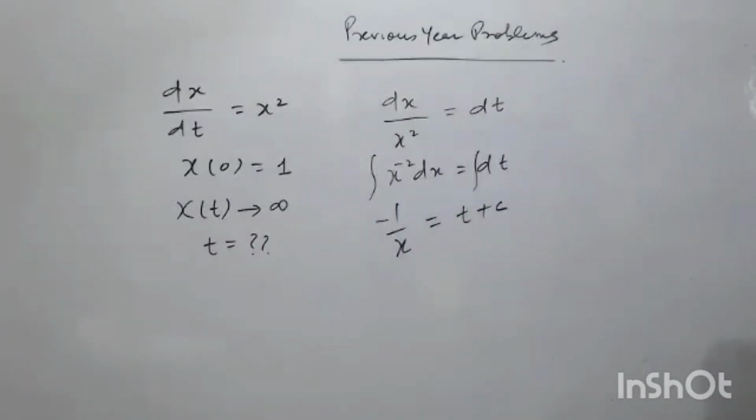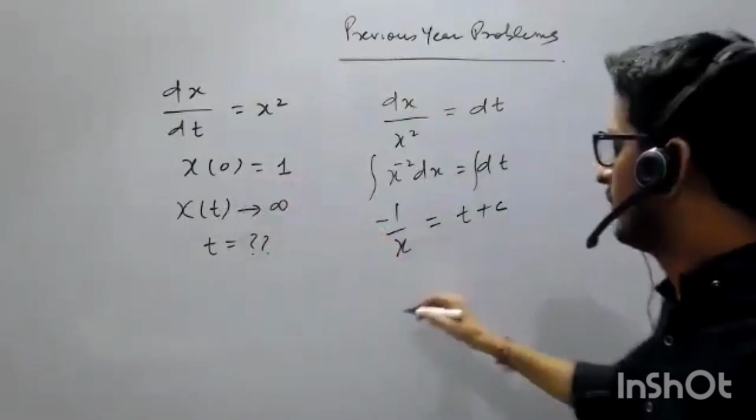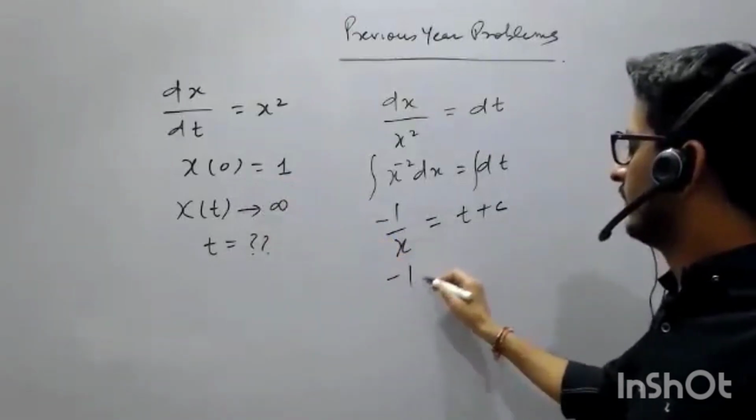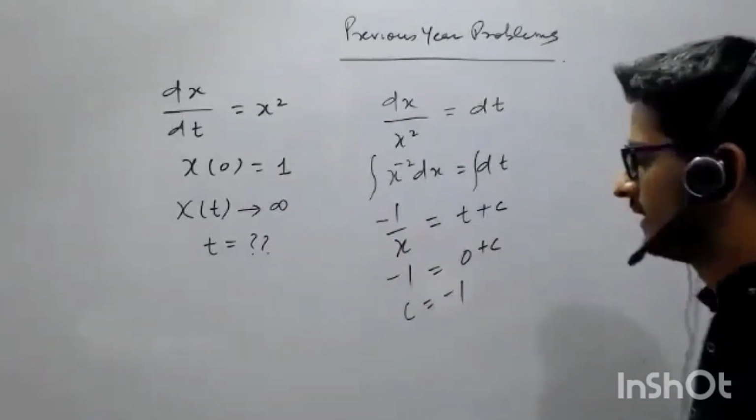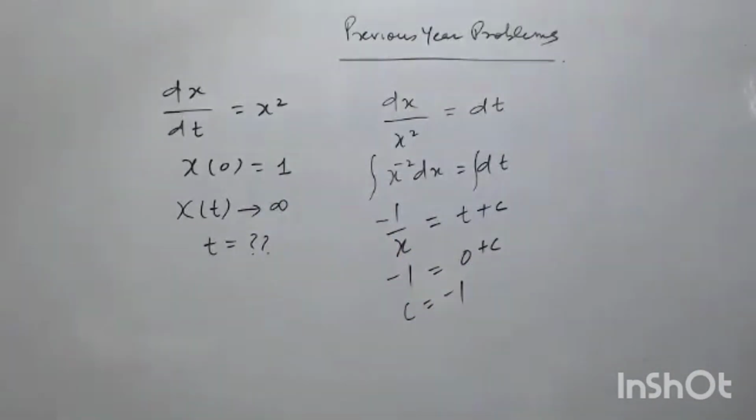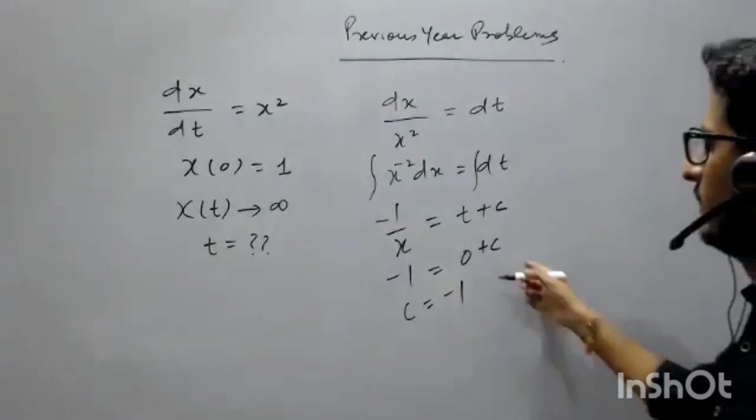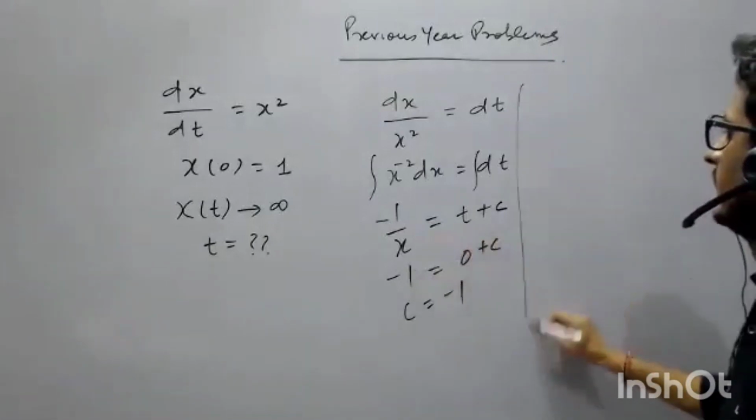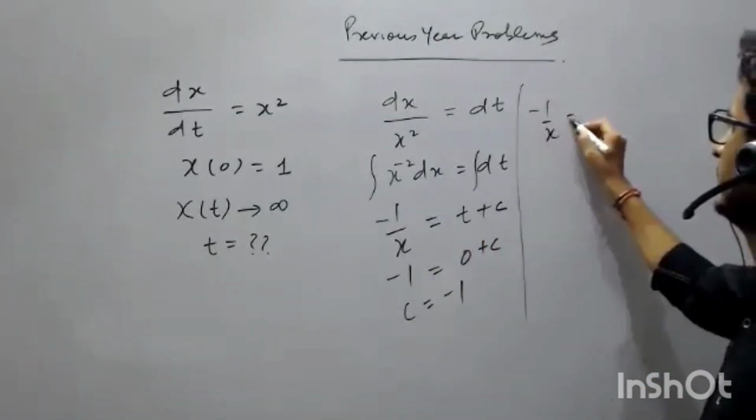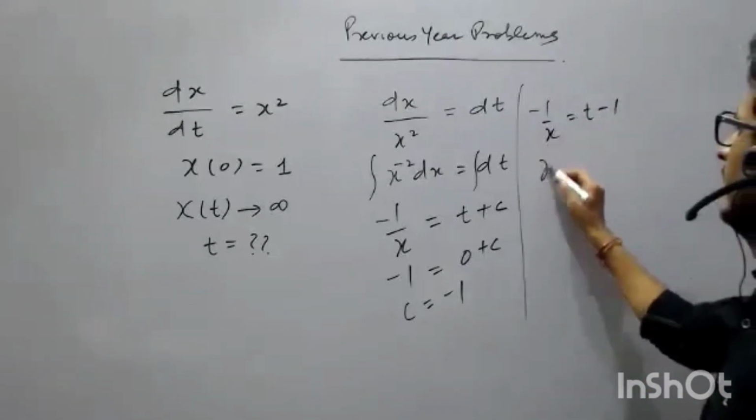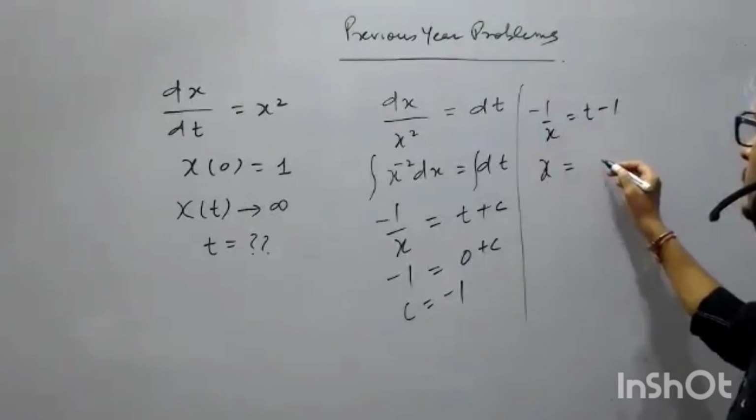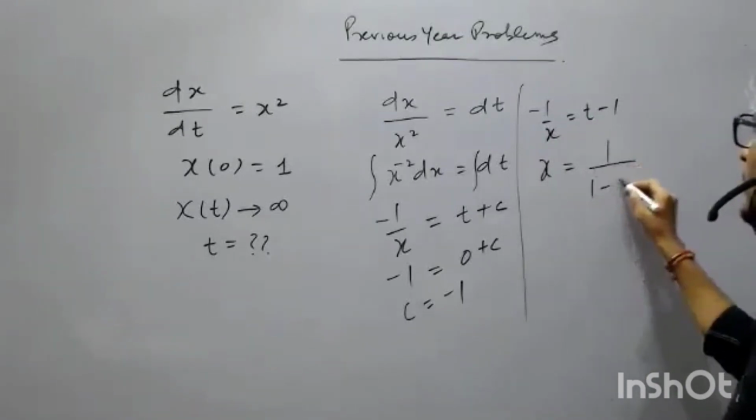Correct? And x0 is equal to 1. So 1 is equal to 0 plus c. That means what is the value of c? C is minus 1. So you have already got the solution. So let us write that minus 1 by x is equal to t minus 1. Correct? So x is equal to 1 upon 1 minus t.